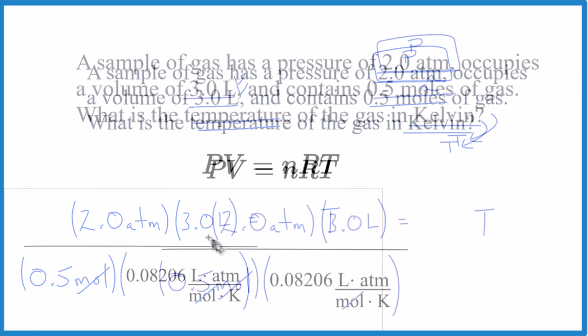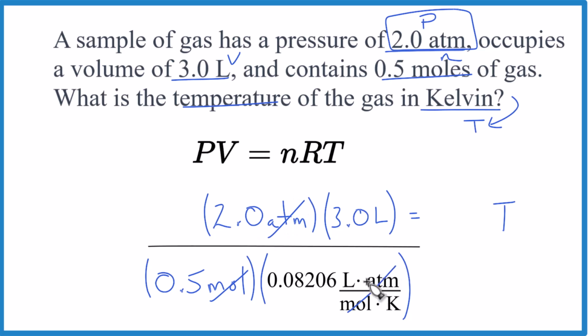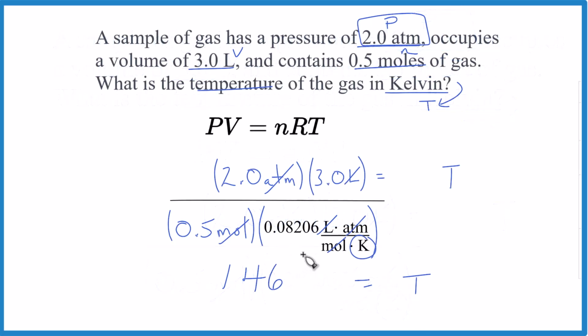Let's recenter. And we have atmospheres here and here, cancel it out, liters here and here. And you can see we're going to end up with Kelvin. Basically, you multiply these and then multiply these and then divide the numerator by the denominator and you'll get the temperature. And that works out to be 146.23. Let's just call it 146.2 here.